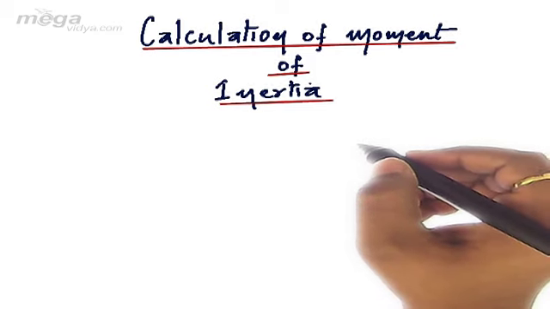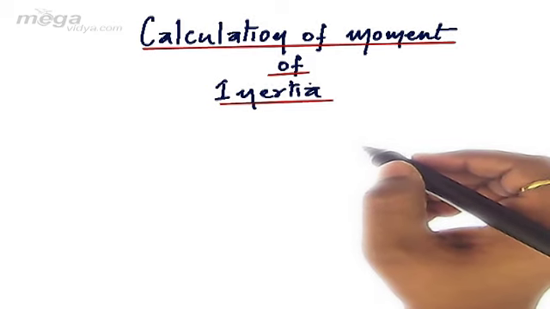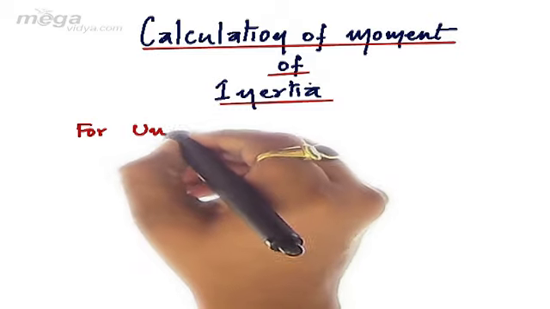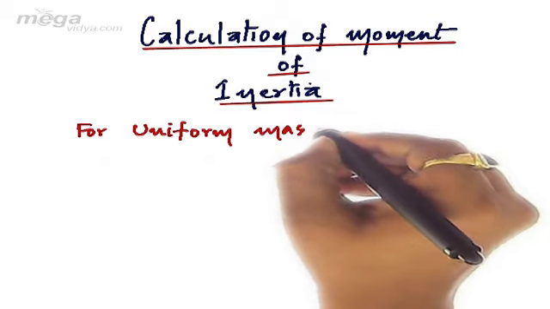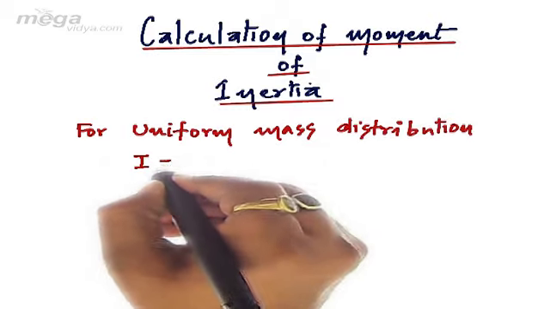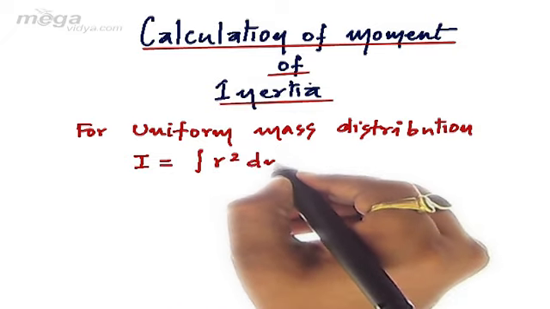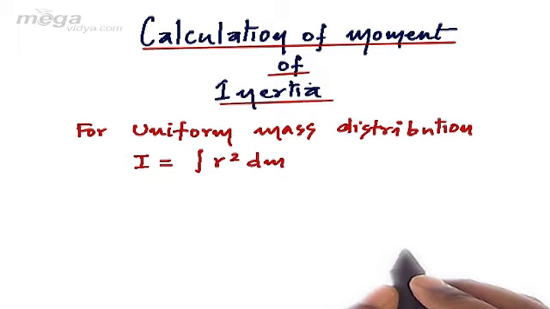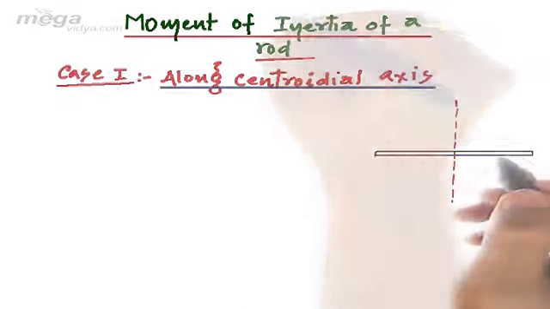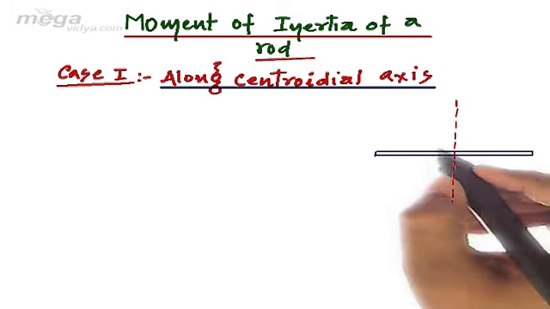Calculate the moment of inertia for uniform mass distribution. As we have already studied, for uniform mass distribution, the moment of inertia is equal to the integration of r square dm, where integration is taken along specified limits. The moment of inertia of a rod along the centroidal axis.